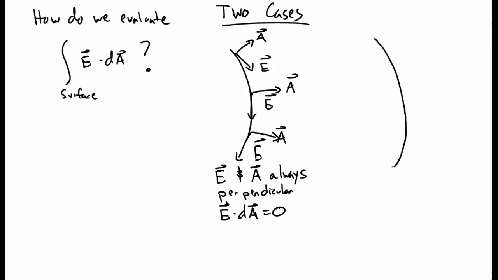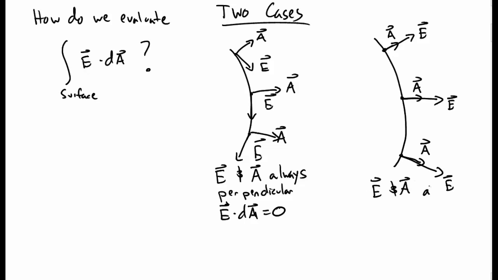Another case is when the electric field points perpendicular to the surface. That's also the same direction that the area vector points at each of the points on the surface. These are some samples. And so the electric field and the area vector are parallel in this case. And so the integral of E dot dA is just the electric field times the area of that surface.